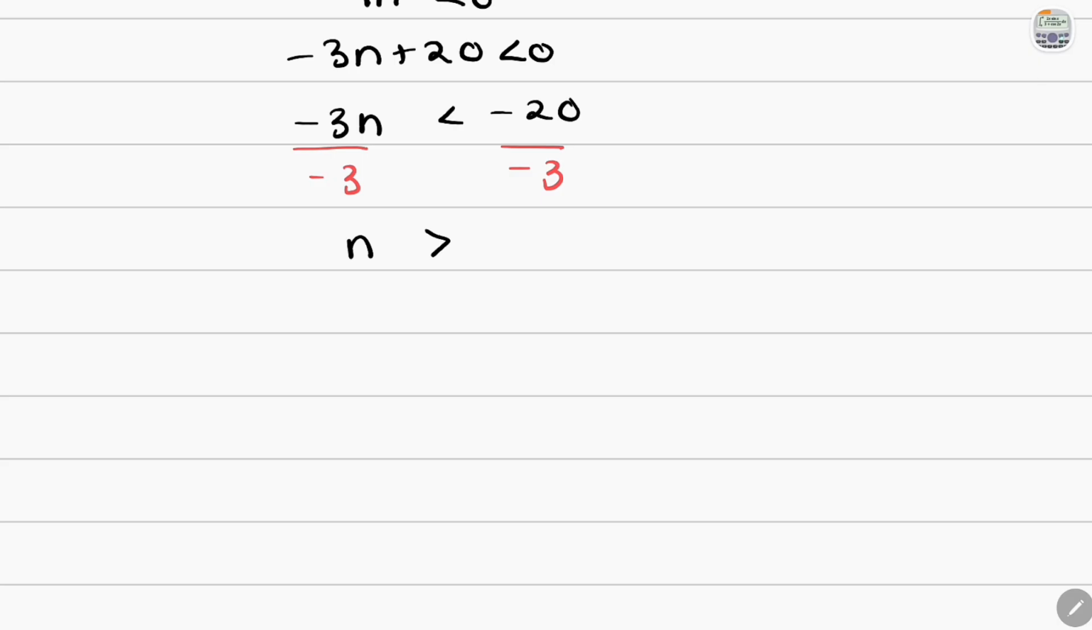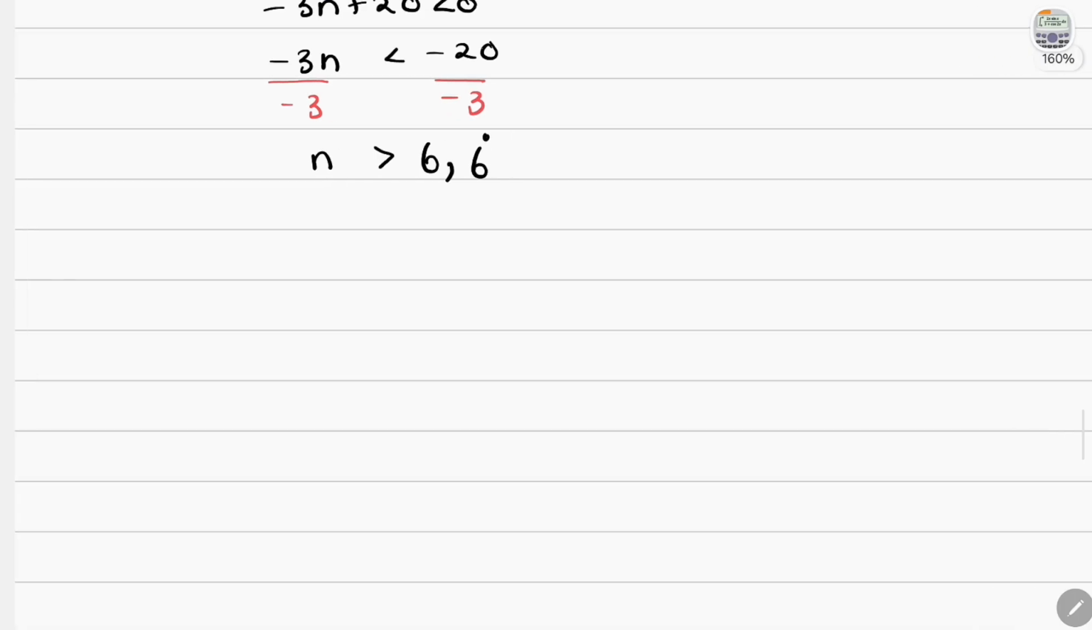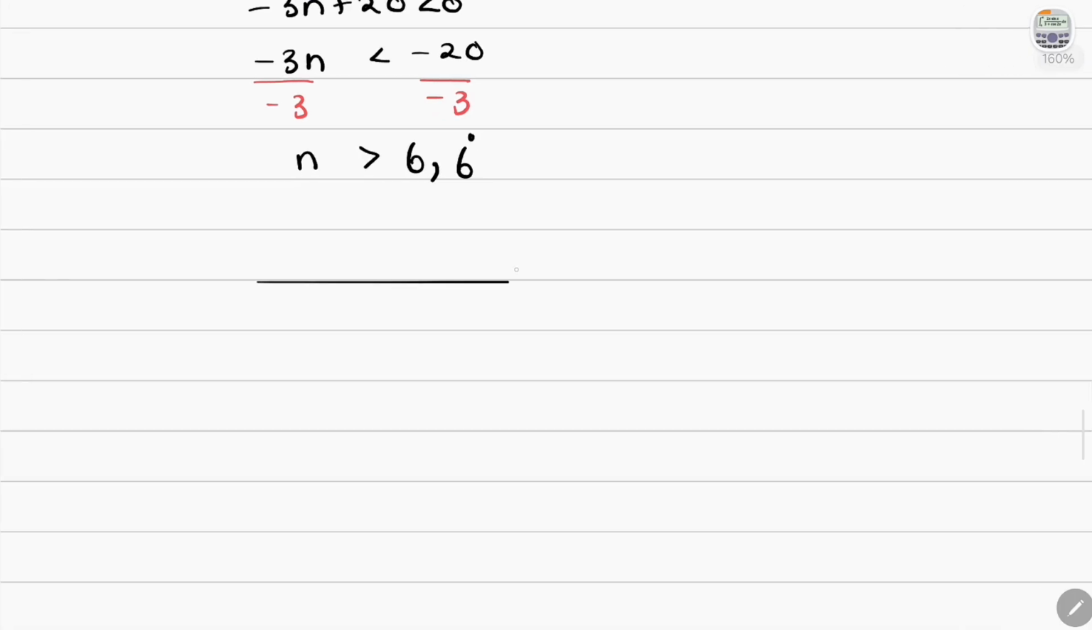But we will need the decimal form of that so that we can see what exactly that is. 20 over 3 is 6.6 recurring. And so now we can analyze this. It's saying that n is greater than 6.6 recurring, right? So our solutions lie where the values of n are greater than this number. That's where we're going to get negative term values.